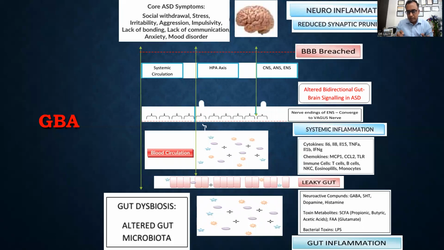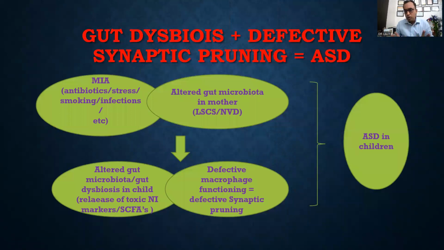So this is the crux, and in a very simplified way, how this gut-brain axis presents, and how epigenetics, gut dysbiosis, and the brain, that is the synaptic pruning, are affected. In a small summarization of this slide, gut dysbiosis plus defective synaptic pruning could be a possible factor in ASD. It's not that it causes ASD. Nobody can comment on that. But yes, this is what our understanding is nowadays.